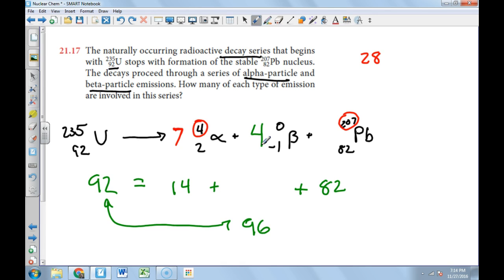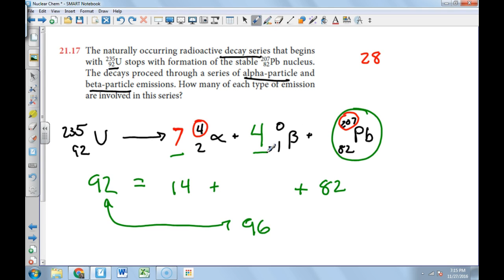And this is true. Now, we're not implying what order the alpha emission or beta emission happens. But we know that in order for uranium 235, a radioactive isotope, to turn into lead 207, it has to undergo 7 alpha emissions and 4 beta emissions in order to do that.